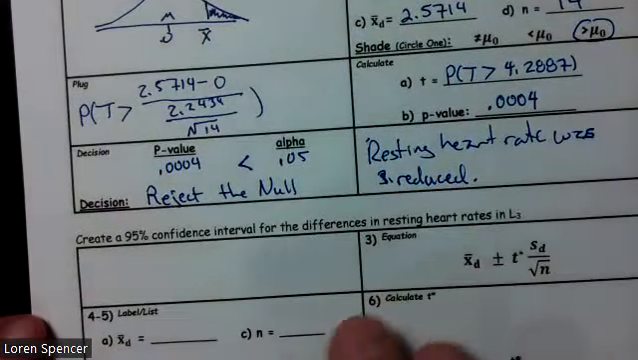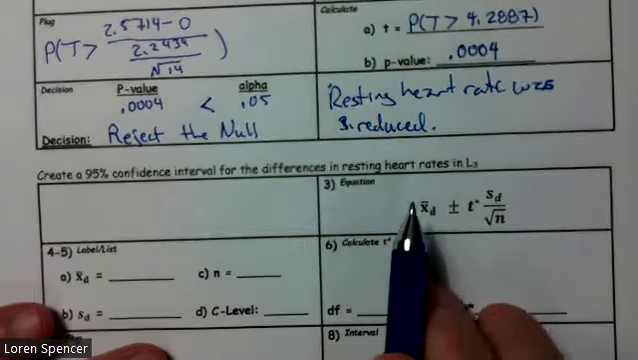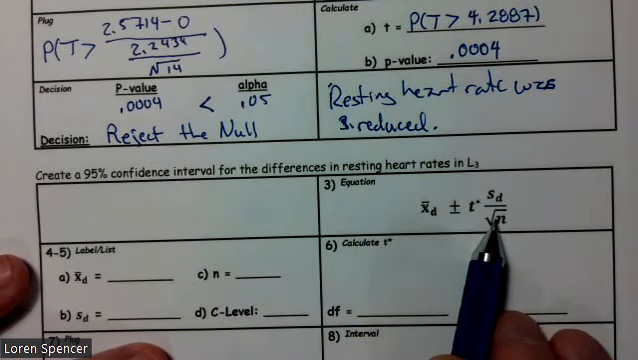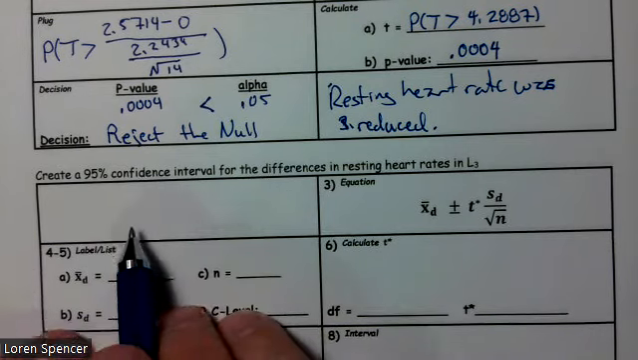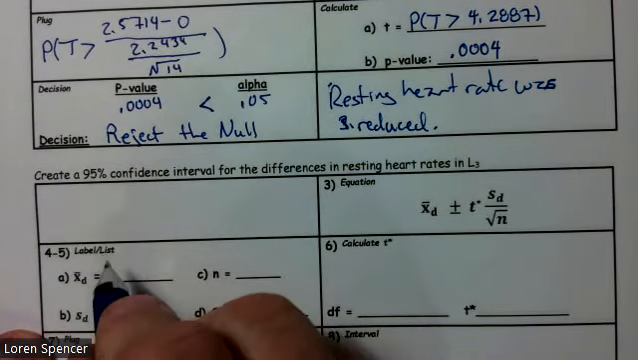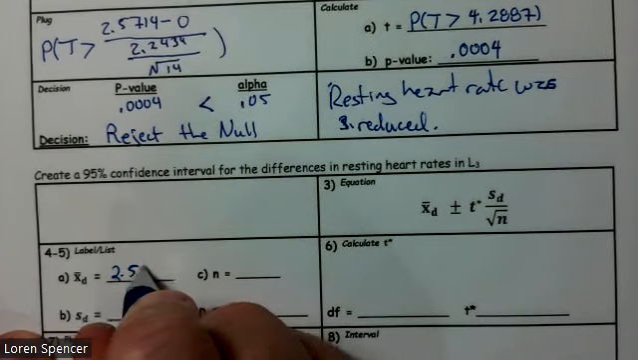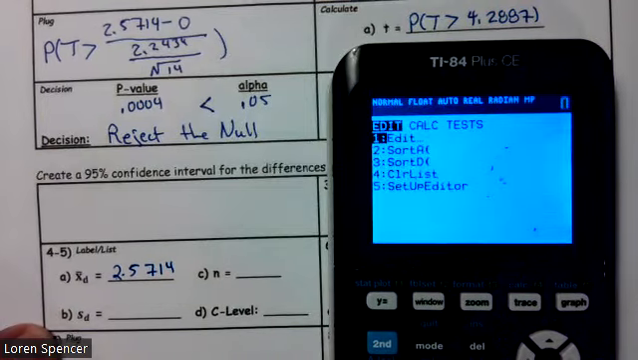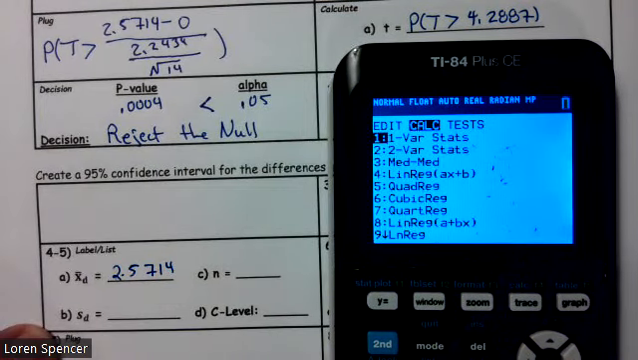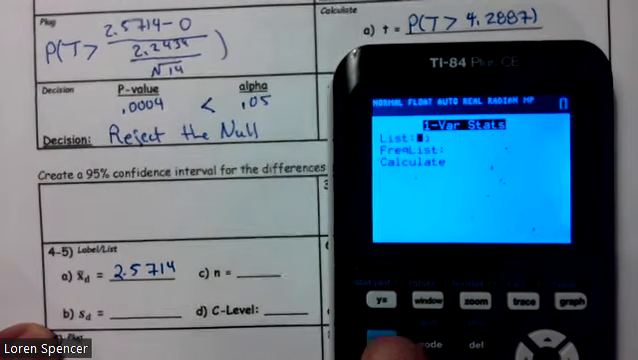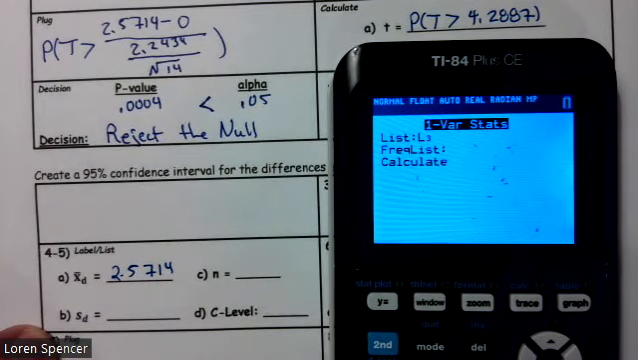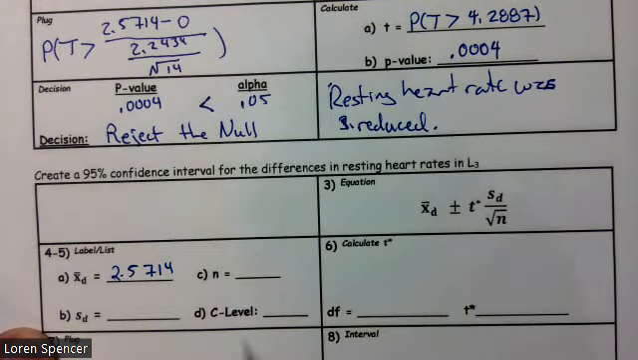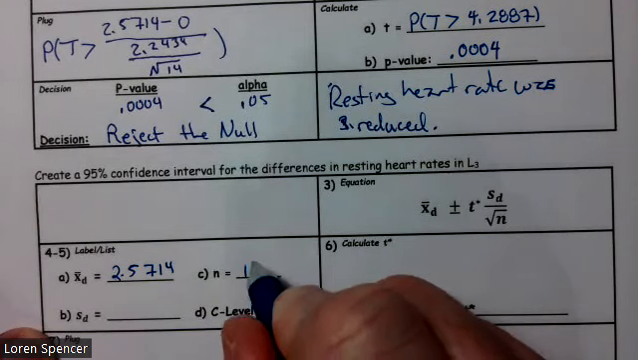All right. The next one says create a 95% confidence interval for the difference in resting heart rate. Our formula is going to remain the same. We already have X bar D, which we calculated earlier: 2.5714. The way we did that, please remember, is we input the data in the stat edit, and then we went stat calc, one var stats, second followed by the number 3 for our list. There's our 2.5714. Our sample size is 14.